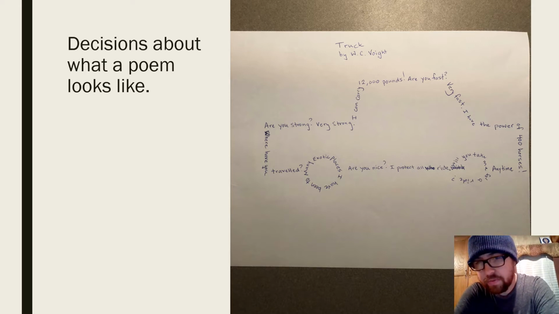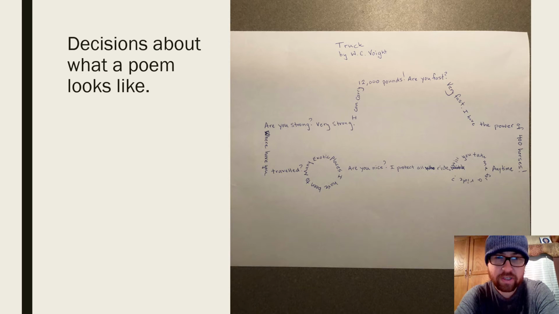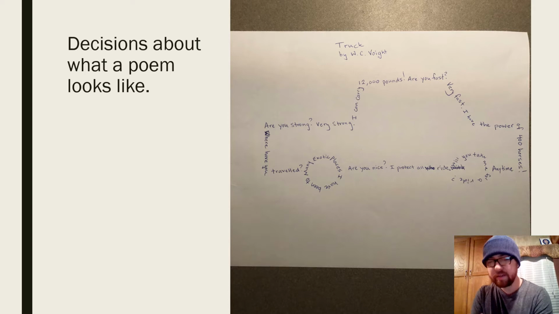Well, since I was writing about my truck, I decided to make my poem look like a truck. So that's an intentional decision I made about my poem Truck. You need to look for what intentional decisions have you made about the way that your poetry looks on the page. And why do you make it look that way? Does it help the reader understand the message of the poem?